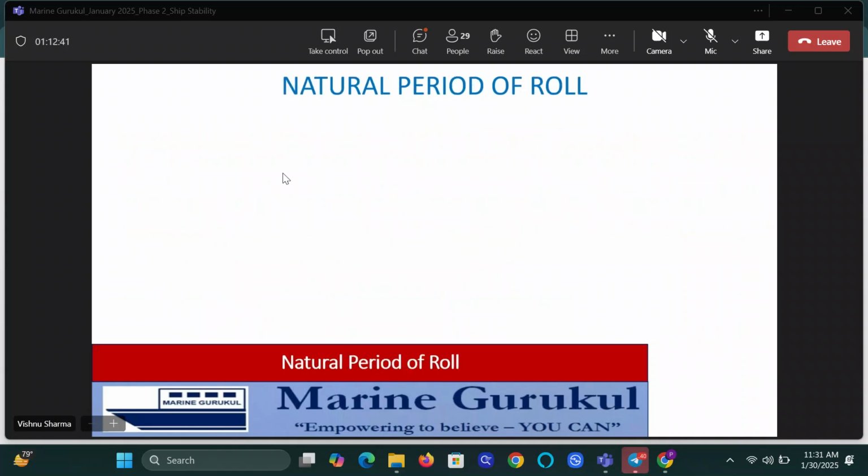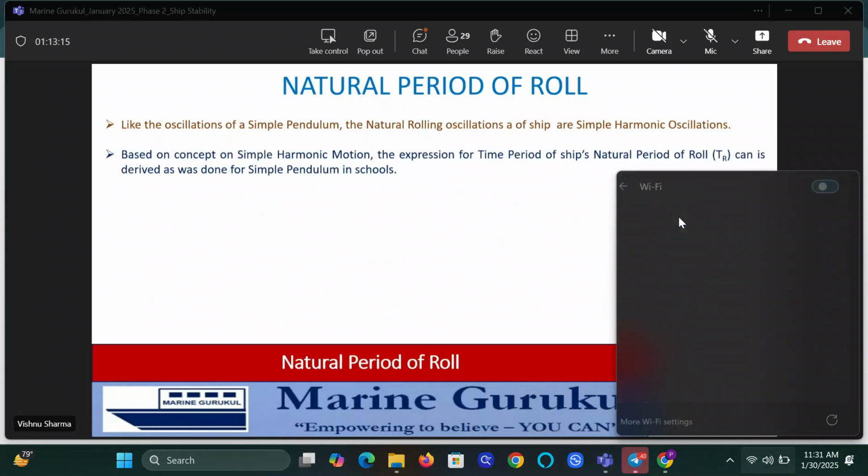Now, natural period of roll. Like the oscillations of a simple pendulum. In schools, we have done this: what do you do to oscillate a simple pendulum? First, you take the bob to one side. So you're upsetting it from the equilibrium position, and then you're releasing it, and then it starts oscillating naturally. So, like the oscillations of a simple pendulum, natural rolling oscillations of our ship are found to be simple harmonic oscillations. And this word SHM you have done in class 12. So, they are simple harmonic oscillations.